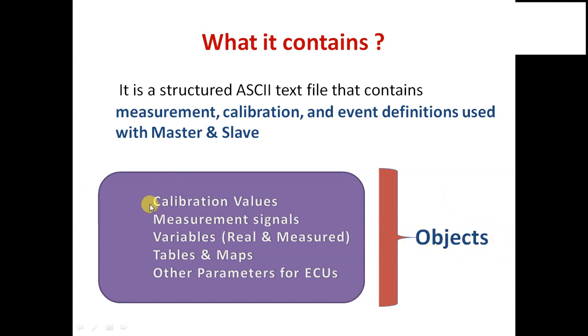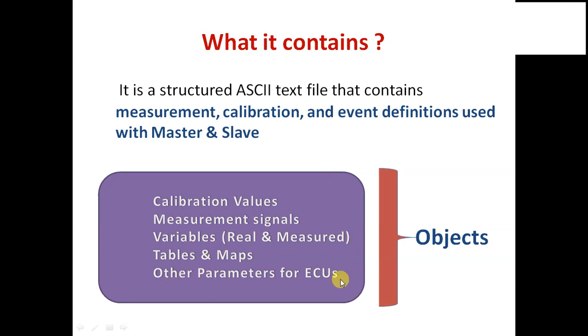Inside objects we have the calibration values, measurement signals, variables, tables. And what tables and maps are, whoever has worked on tables and maps will definitely know. In short, for example, if the car is driving at a speed of 80 kilometers per hour, and the steering angle is, say, 85 degrees, then for the 85 degrees and the speed of 80 kilometers per hour, there is some output value for the sensors. That is called the maps and tables. If you want to know more, you can just leave a comment. I can explain the maps and tables, what they will be inside the A2L files.